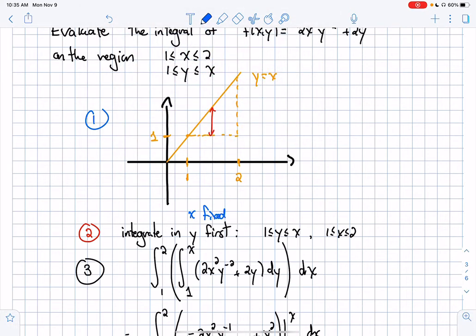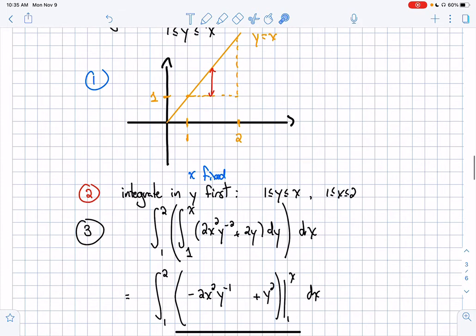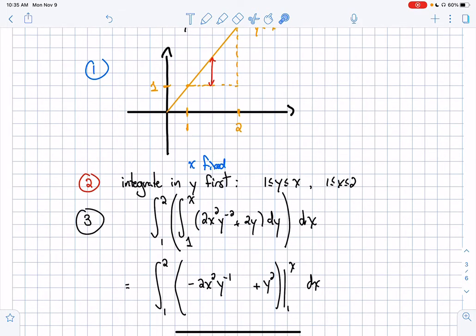A bit like the derivative, we fix one, we integrate the other. Now y goes from 1 to x in that triangle. And then x, after that, goes from 1 to 2. Okay? So those will be my bounds. The bounds in y will be between 1 and x, and the bounds in x will be between 1 and 2.